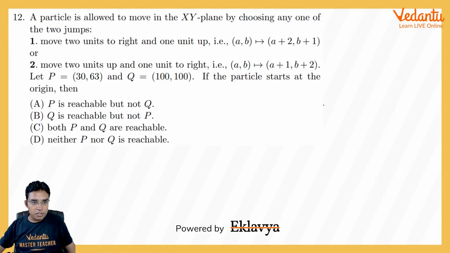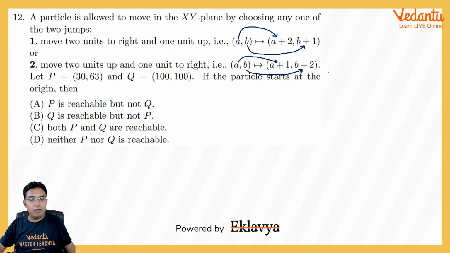Now coming to question number 12, in which we are given a particle is allowed to move in the xy plane by choosing any one of the two jumps. Move 2 units to the right and 1 unit up. That means my x coordinate will increase by 2 if you move 2 units right, and y coordinate will increase by 1 unit. Or move 2 units up, so y coordinate will be increased by 2 units and 1 unit to right, so your x coordinate will increase by 1.